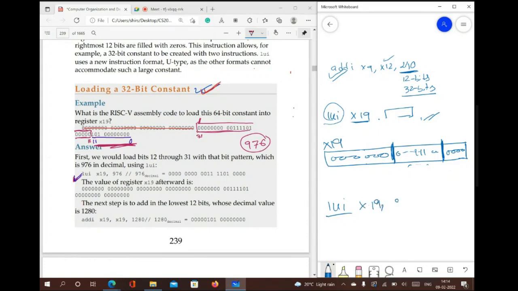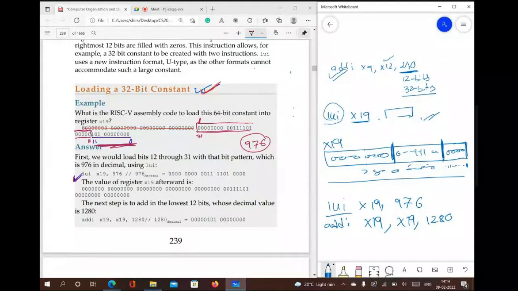First LUI x19, 976, and then you go for the addi instruction with x19 and this binary value for bits 0 to 11. This binary value actually represents 1280. So if you write 1280, these bits will be represented here with 12 bits, and the remaining bits will all be 0. Then if you add these two values, you will get the final value.